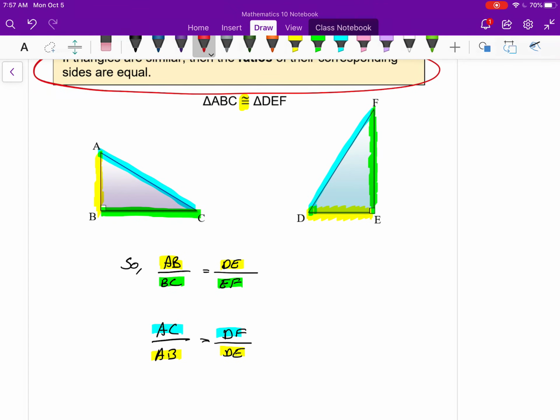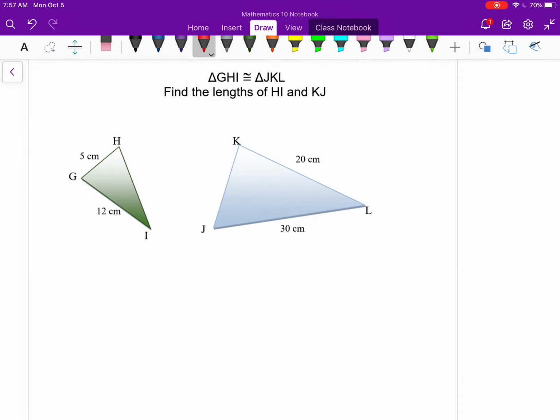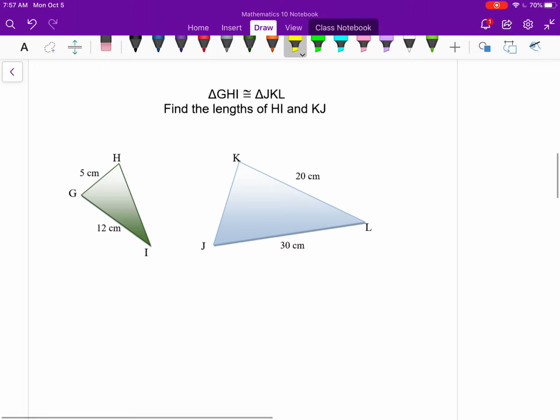So now an important question is this: how is this of any use? Well, let's see. Here are 2 triangles that are similar. And I know they're similar because of this phrase right at the top. It says triangle GHI is similar to JKL. That means these 2 triangles are the same shape, but one is larger than the other. But that means they have all the same angles.